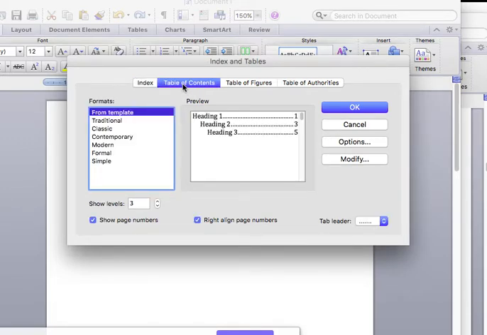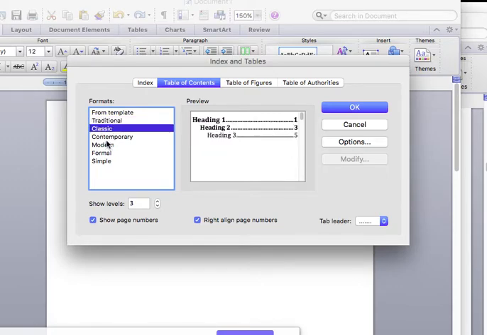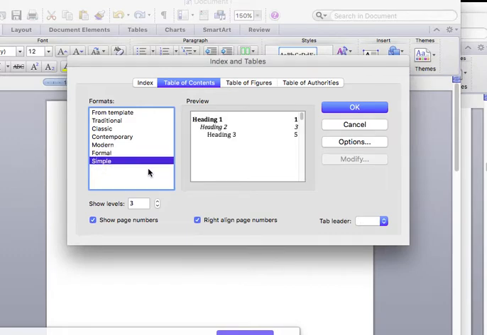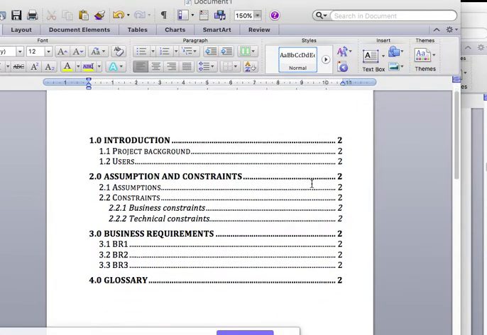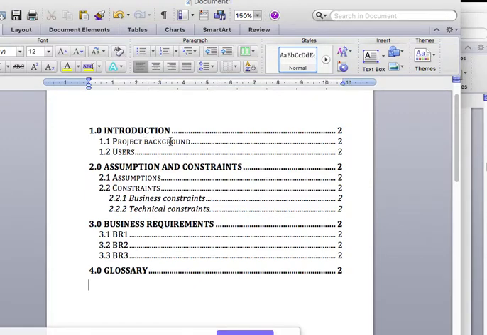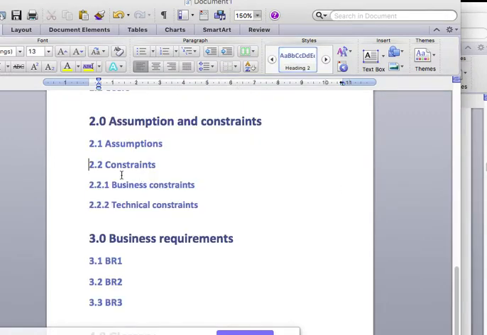So this is a table of contents, and within that you will see the styles you like: from template, traditional, classic, contemporary, modern, formal, simple. Let's take formal, and I'm just going to say insert. It is automatically inserted. If you see here, introduction, project background, users, assumption, constraint, all systematically inserted. If I click on this, there is a link which takes me exactly to the place where it's supposed to be. Here it is.